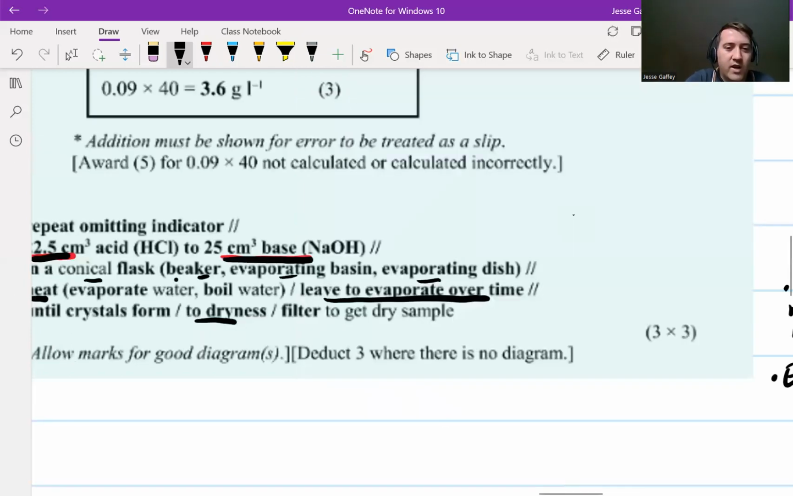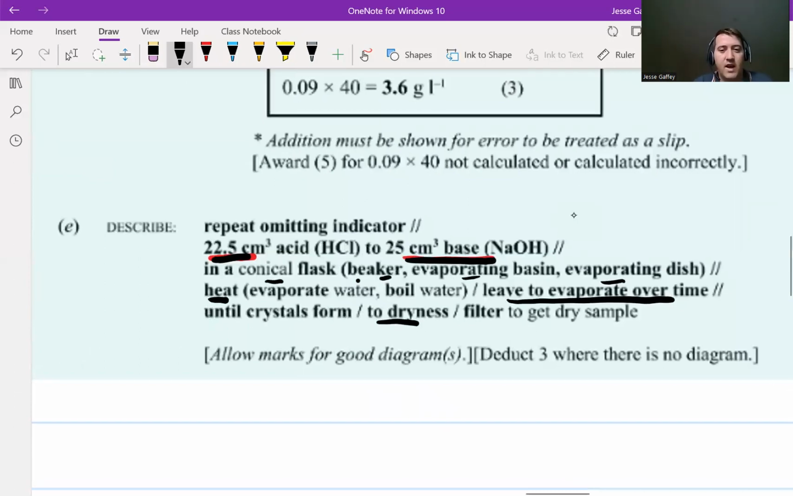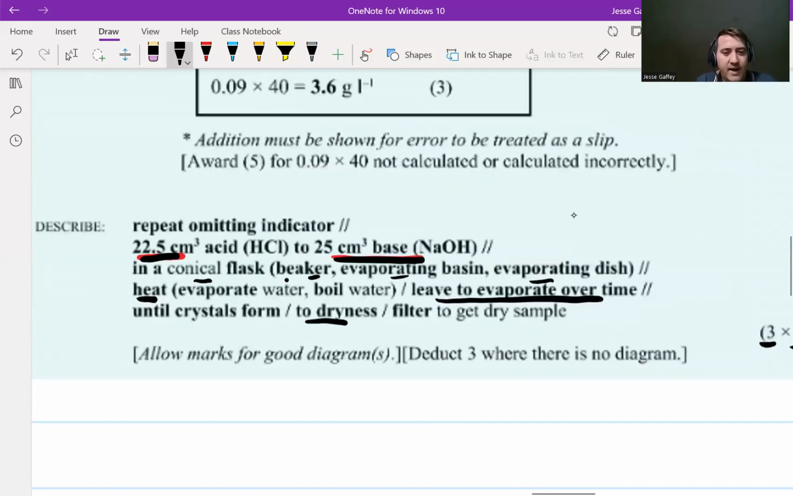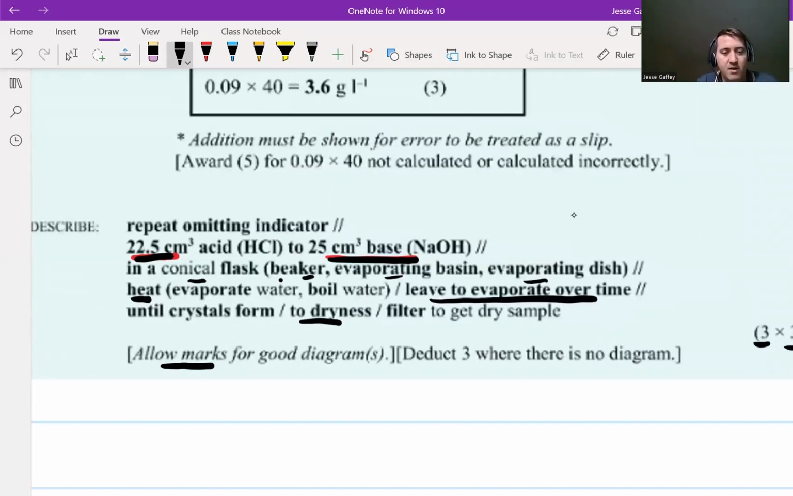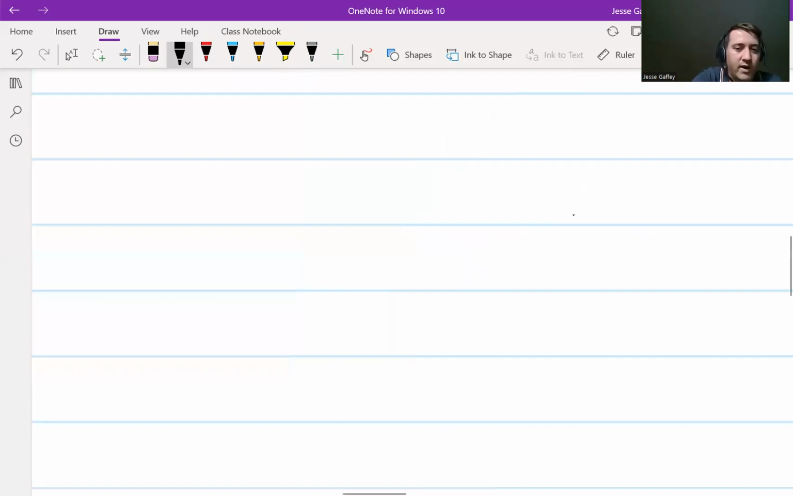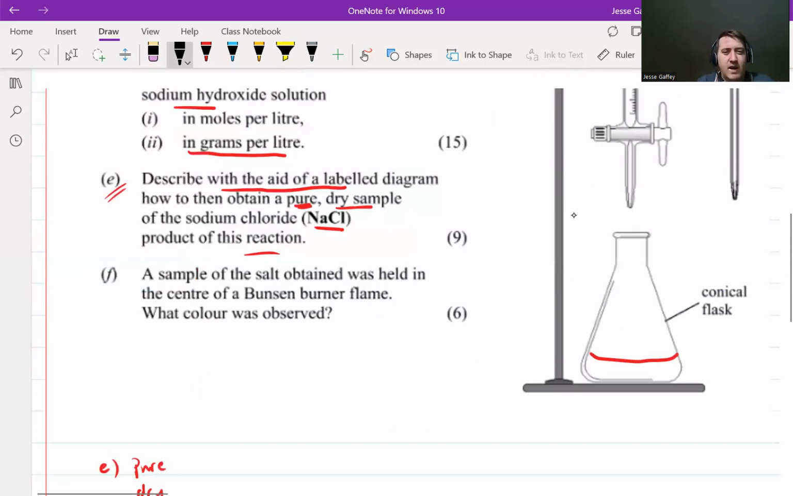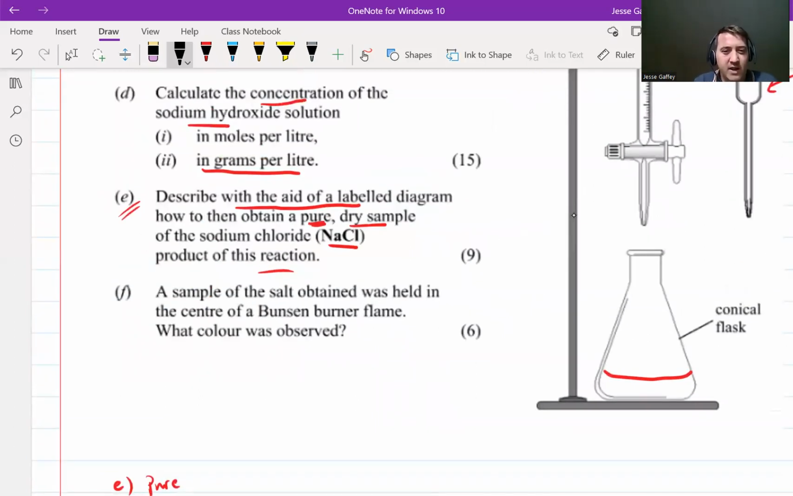Again, checking your key points, what you have to have. You have to have 3 of these points. That's what it says. Any 3 times 3 get you the marks. And it's saying allow marks for good labelled diagrams. Also, deduct 3 marks if there's no diagram used at all. Okay, so there's 9 marks going here. You had to have some kind of a diagram. And you're losing marks if you don't have any diagram.